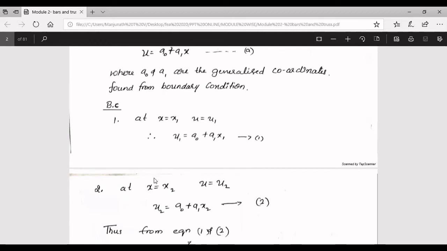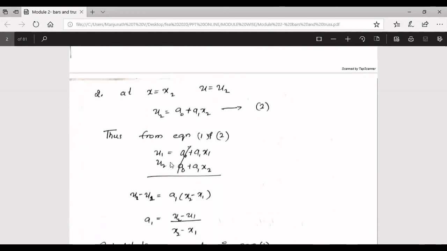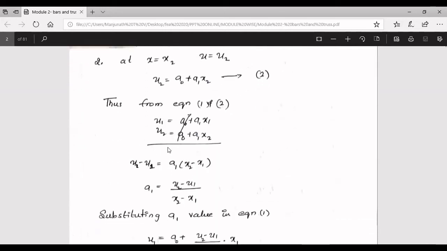Similarly, from the second boundary condition, at x equal to x2, u is equal to u2. Then the equation becomes u2 equals a0 plus a1 x2. Take this as equation number 2. Now from equations 1 and 2, as we subtract, we get u1 minus u2 equals, a0 gets cancelled, and a1 becomes the common factor, x1 minus x2.